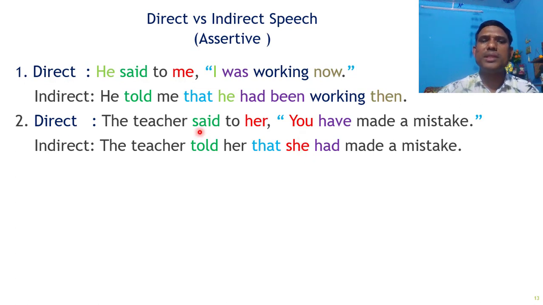The reporting verb said is in the past tense. So, the tense in the direct speech has been changed to the corresponding past tense in the indirect speech. Have has become had. Have made, present perfect tense; had made, past perfect tense.